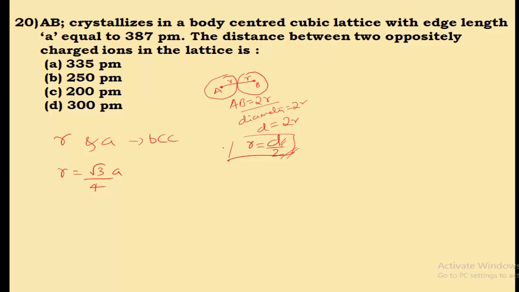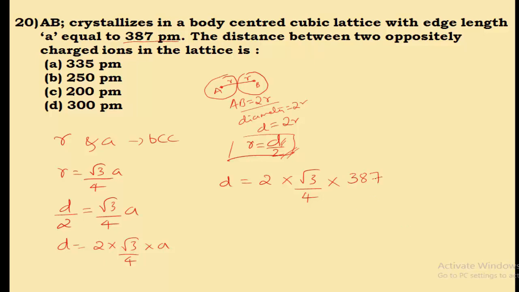And what is R here? R is D by 2. So D by 2 is equal to root 3 divided by 4 into A. And D is equal to what? 2 into root 3 divided by 4 into A. Now substitute the values. So D is equal to 2 into root 3 divided by 4 into A, where A means edge length. How much is it? 387 picometer. So simply substitute that 387.